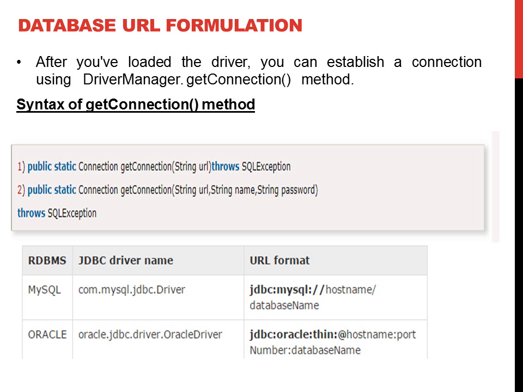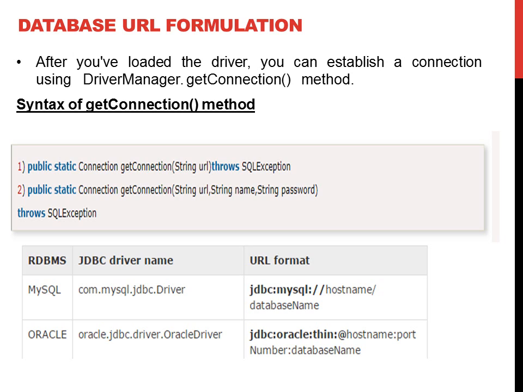Then the next step is you have to establish a connection to the database. In order to establish a connection to the database, you must first form the URL of your database. You have to give the URL of your database. And to establish the connection, we are using the getConnection method that belongs to the DriverManager class. The format of this method is Connection, getConnection. You can pass the URL.